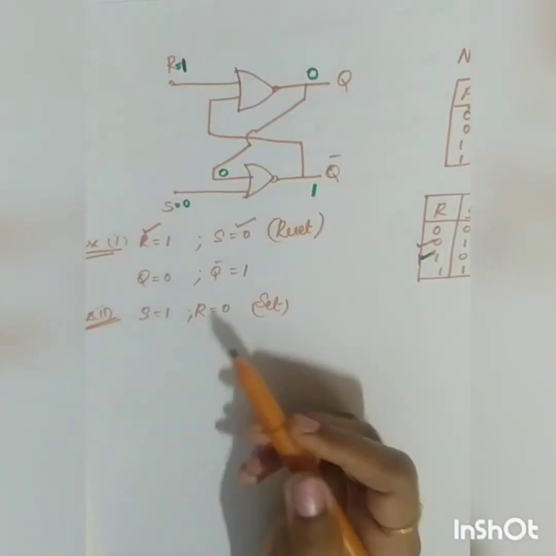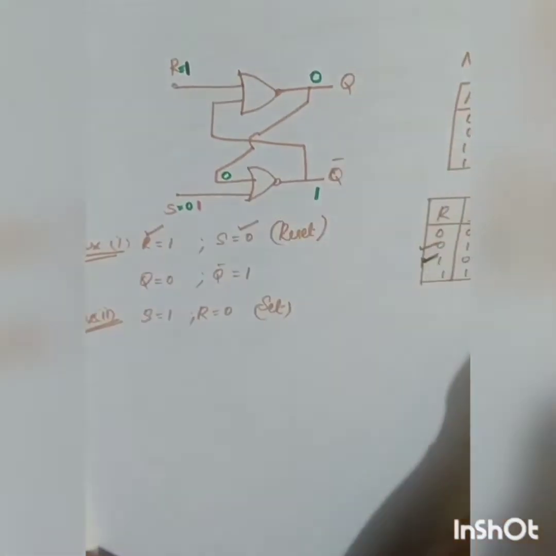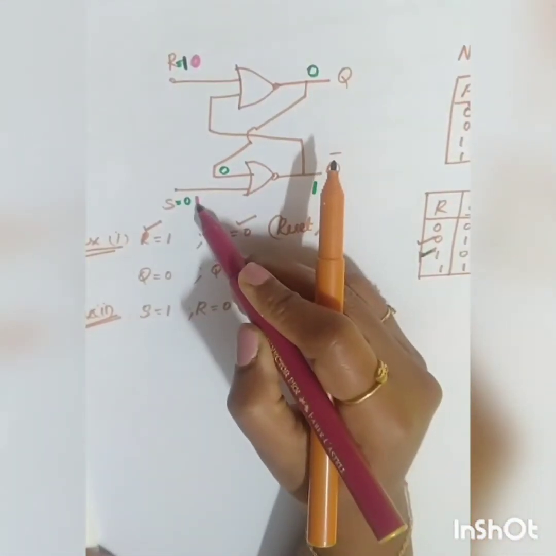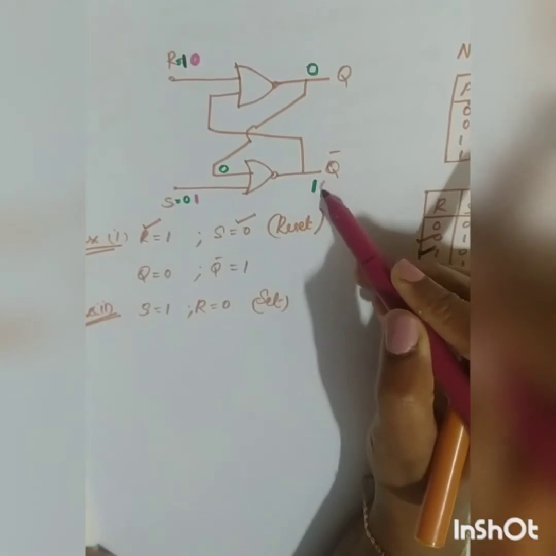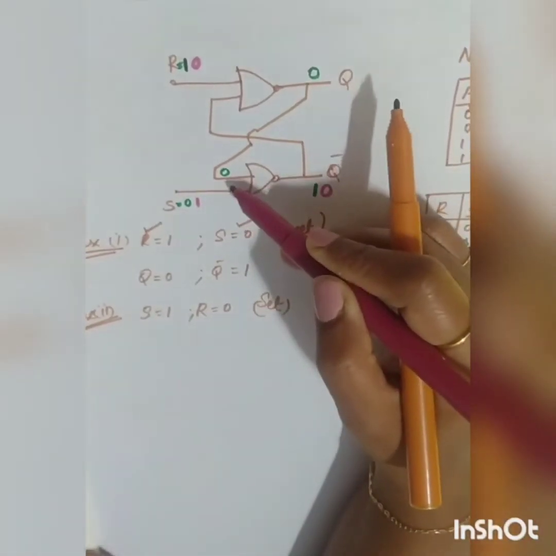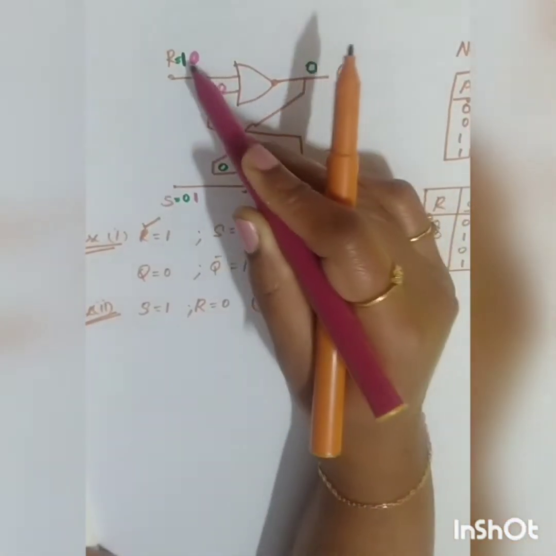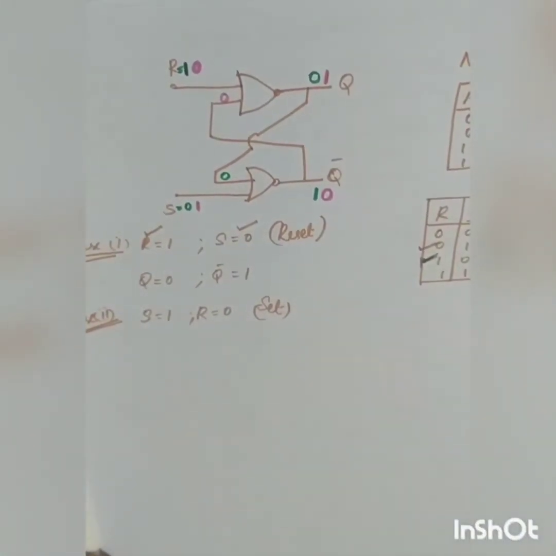Okay, now the second condition: S is equal to 1 and R is equal to 0. Now here S is equal to 1. By the truth table, you know that whenever any input is 1, your output is going to be 0. So for this case, Q bar will be equal to 0, no matter what the other input is. So Q bar is now fed back, it will be 0. Now with 0 0, the output will change to 1. Now it will be in the set condition.